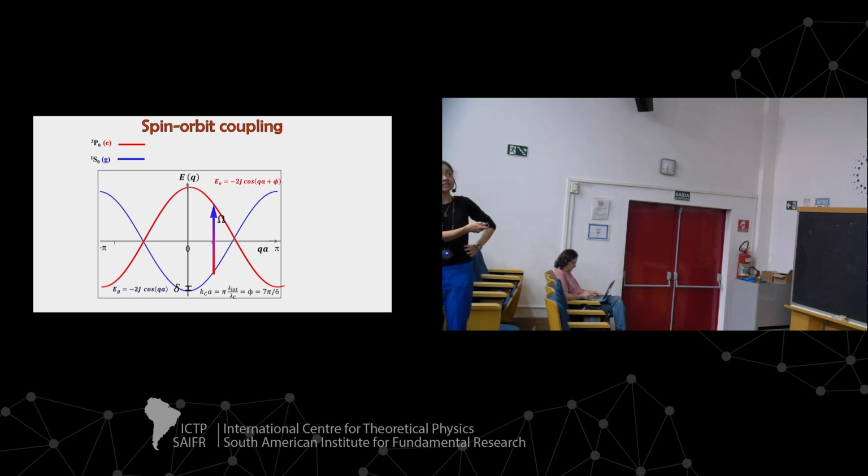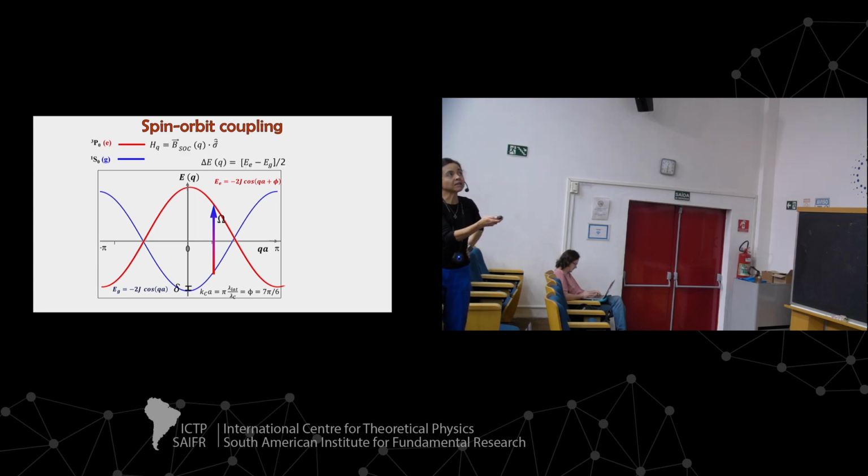An atom with energy 2J cos K is going to couple to an atom in the excited state with 2J cos(K plus phi). Exactly, it's a relabeling of everything. But in this picture, it's simpler because everything is going to be diagonal in momentum. Basically, I'm going to connect an atom with momentum Q in the ground state with the label of momentum Q in the excited state. Yes?